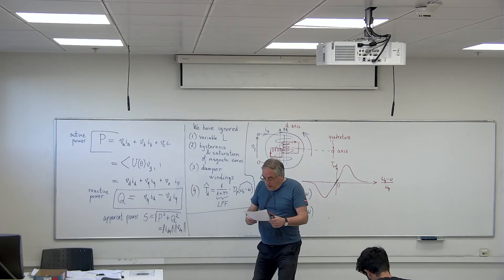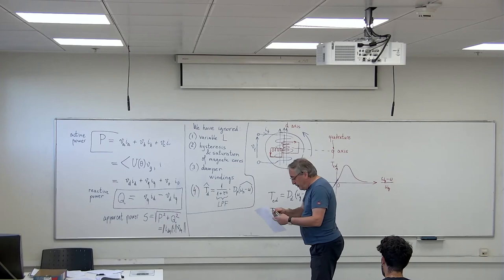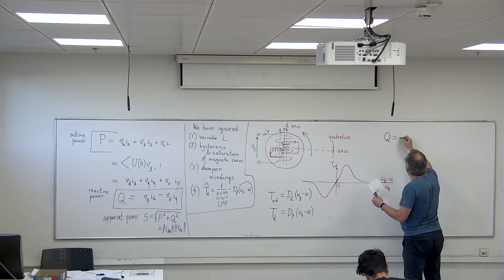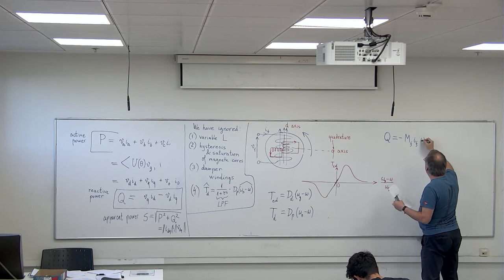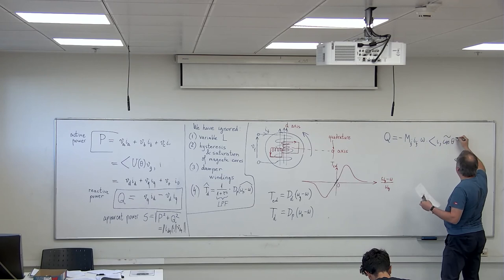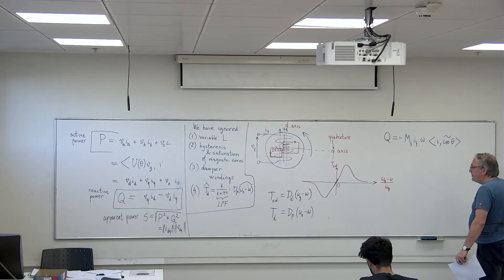Now, if you do this computation further to obtain what is actually Q, then you can obtain the following expression. Q is equal to minus MF IF times omega times the inner product between I and cosine of theta as a vector. Yes? So this I did not tell you. This follows from two, three lines of computations. It follows from here. Yeah?